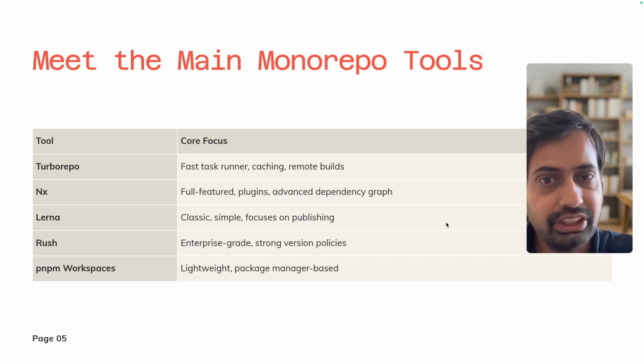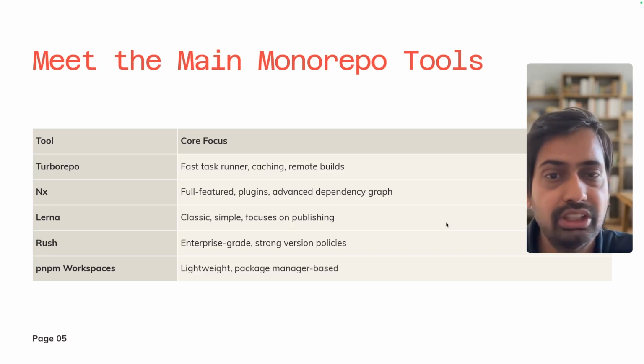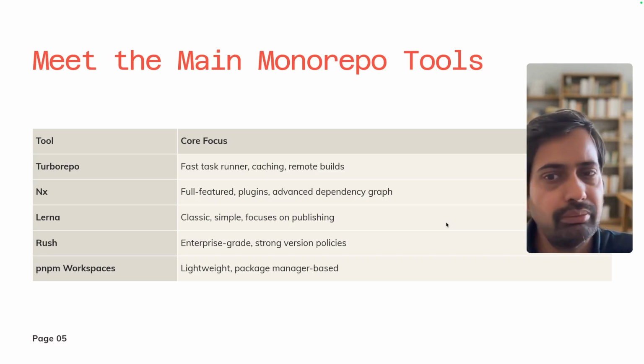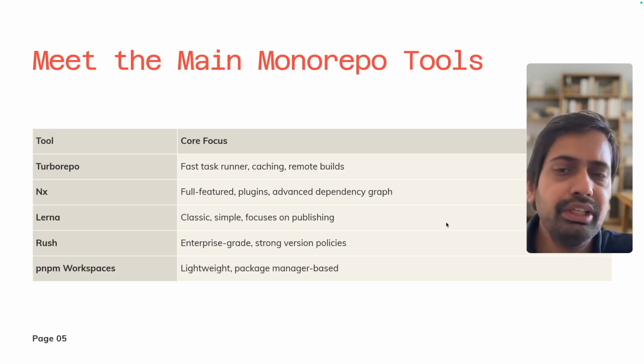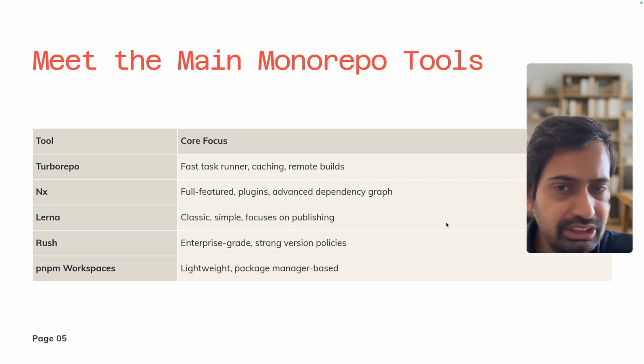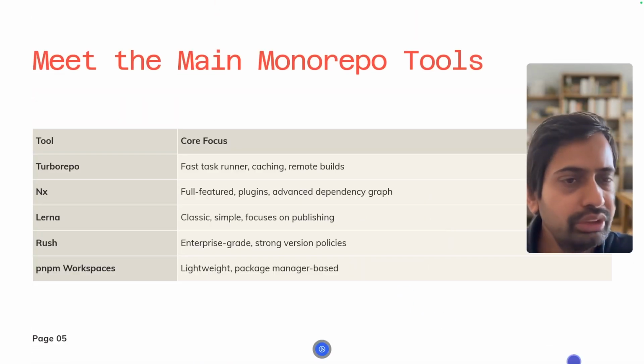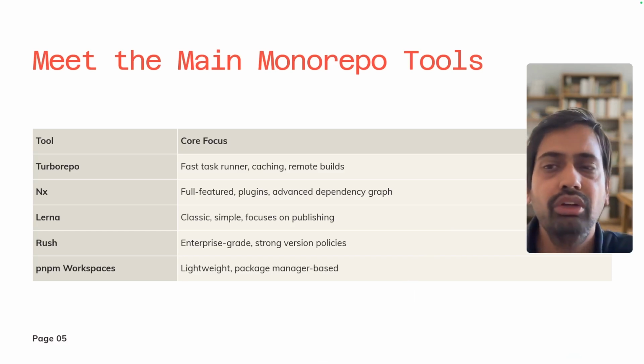Turborepo: fast task runner, caching, and remote builds. NX: full-featured plugins, advanced dependency graph, and all these different tooling around it. Lerna: classic, simple, focused on publishing packages to GitHub or NPM, right? PNPM workspace is actually lightweight, package manager based. It's like a workspace solution, not a tool like NX, like NPM workspace or Yarn workspace. There is a PNPM workspace, and these are the important tools: Turborepo, NX, and Lerna. So let's take a look at how they are different, which one you should use, and when.